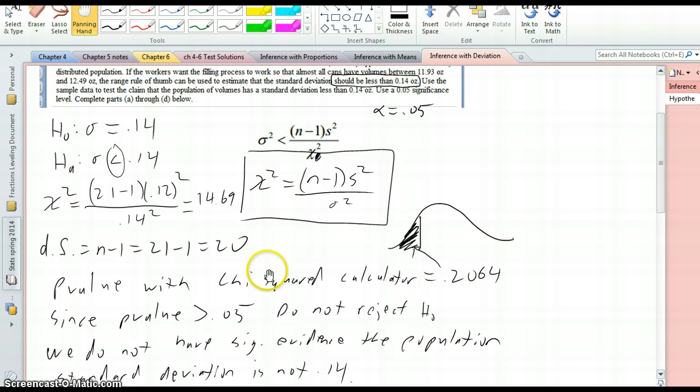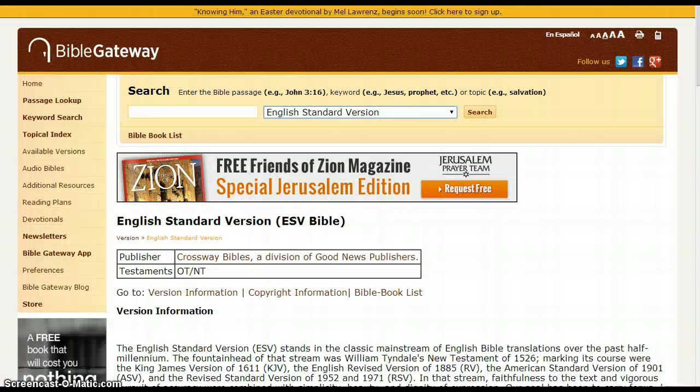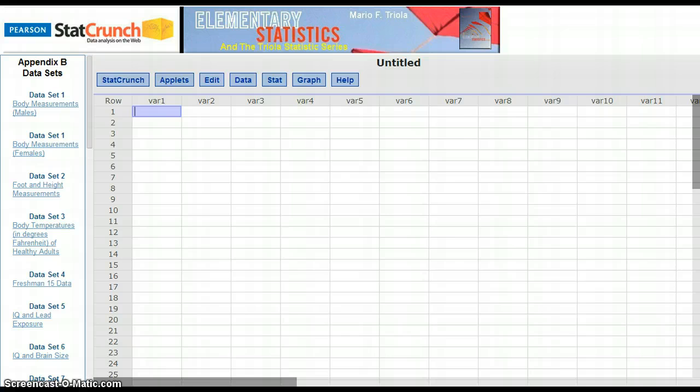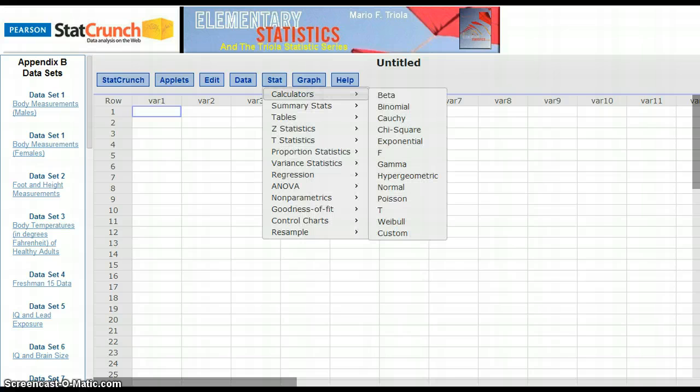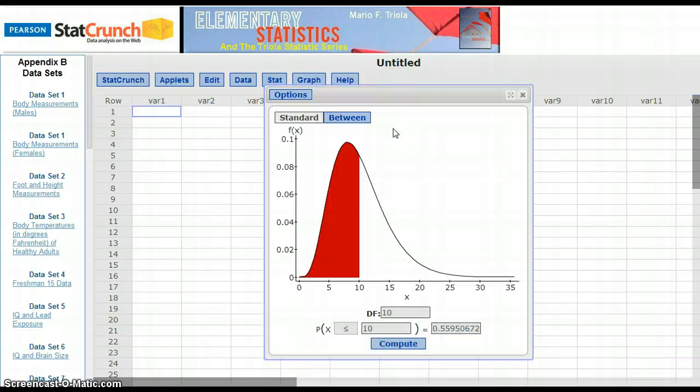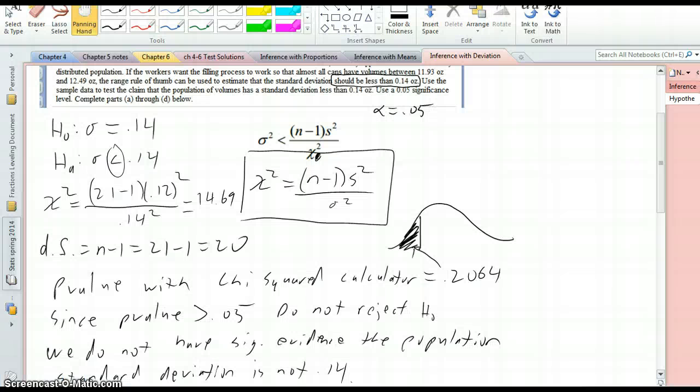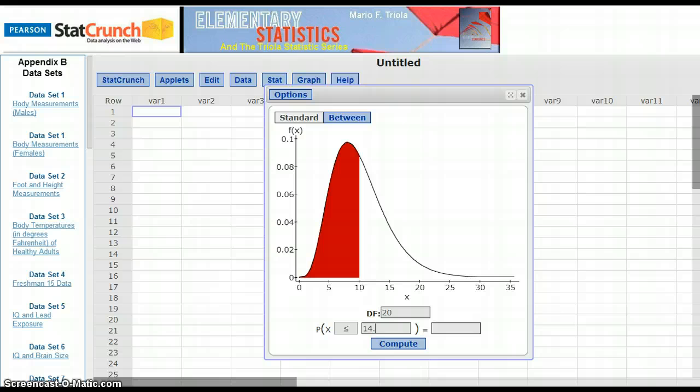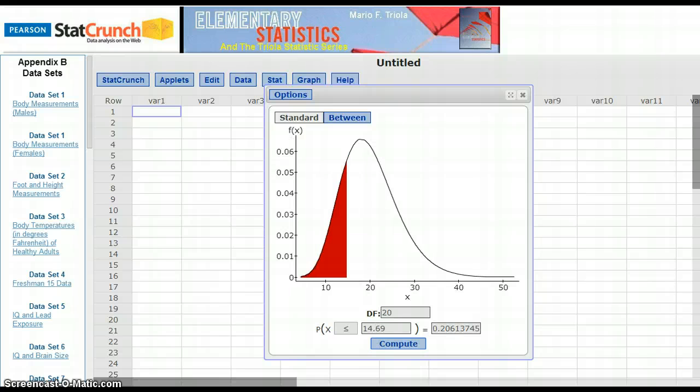So I'm going to show you how to do that. I'm going to go to StatCrunch here. If I go to Stat, Calculators, Chi-squared, you just put in the degrees of freedom, and that was 20 degrees of freedom. Our chi-squared statistic was 14.69, and we hit compute, and there it is. So that gives us the area below that.